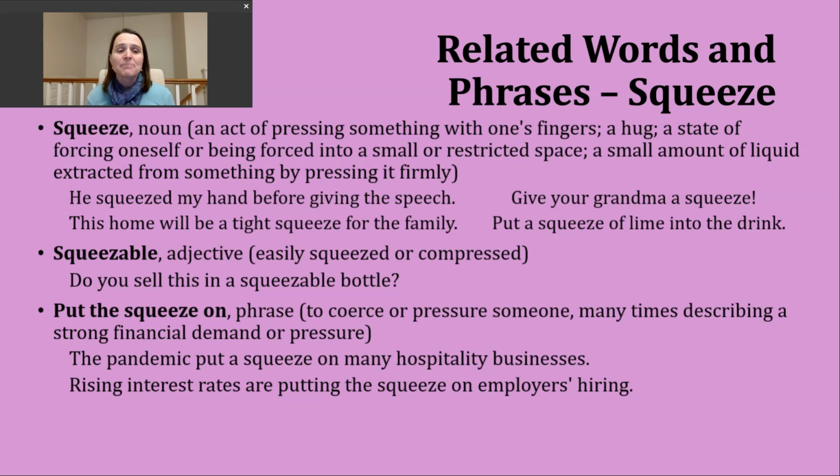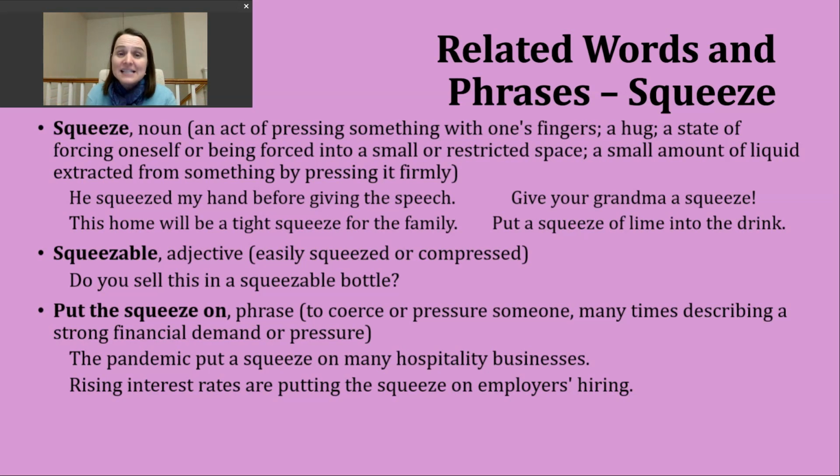The first would be, the pandemic put a squeeze on many hospitality businesses. Right? So, you might be thinking of hotels and cruise ships and other related businesses that just couldn't operate in March and April and May of 2020. Okay? So they were under great financial pressure.